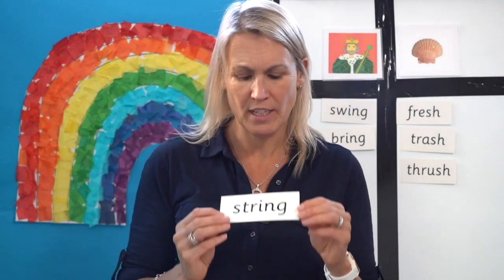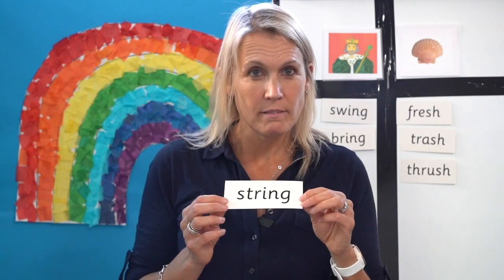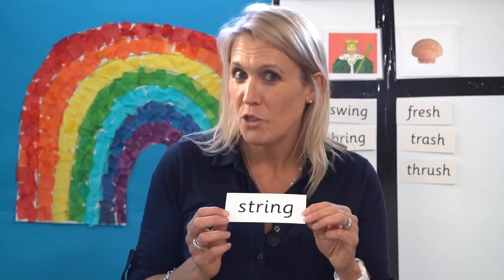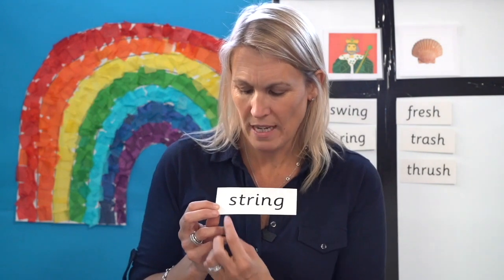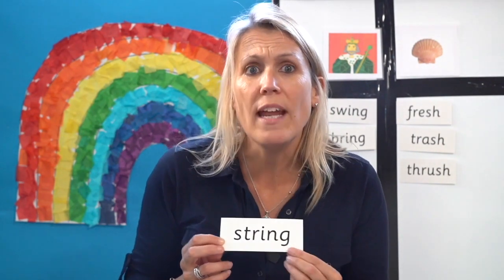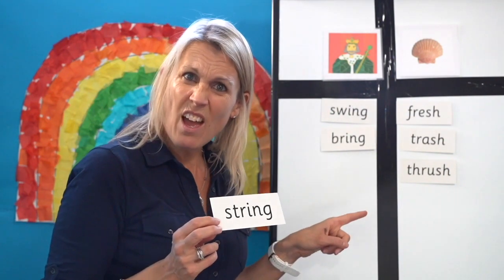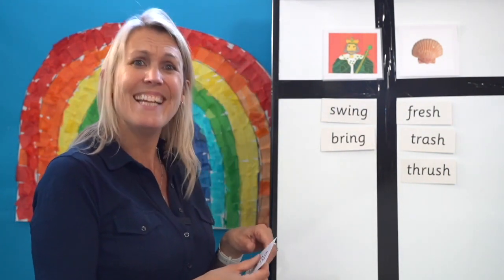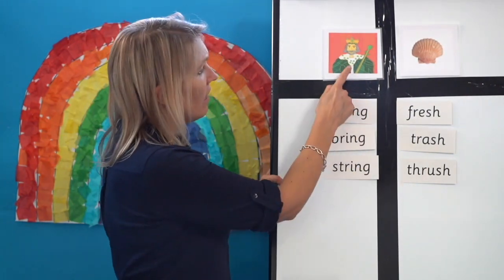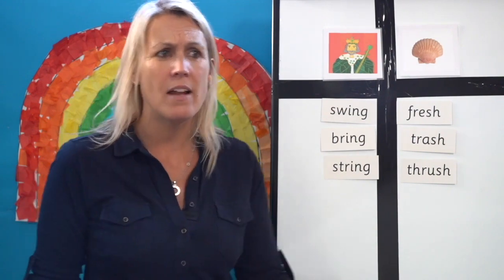Next one, have a look at this one. Read the word. Where shall I put it? Sh or do you think? Let's check. Read it with me. String. It needs to go under the... You're right. Under the king. Yes, there it goes. Under the king. Well done. We've sorted all the words. Thank you for your help. You did some great reading today.